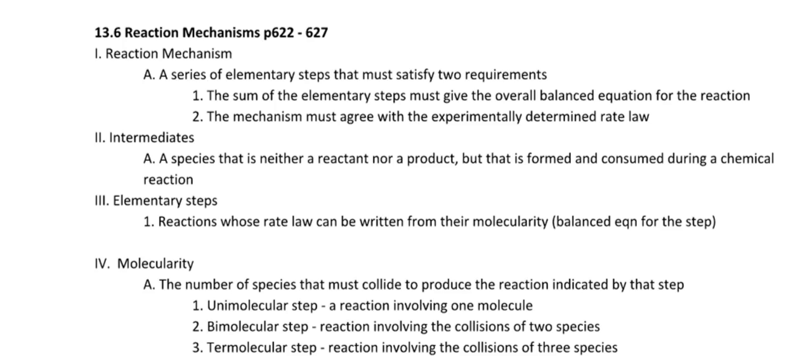So the reaction mechanism is called a series of elementary steps, so individual steps that must satisfy the two requirements. And we're going to refer back to this a little bit later on. So the first requirement, the sum of the elementary steps must give the overall balanced equation for the reaction. This is a lot like, you might want to write this down, Hess's law. Remember how we did Hess's law when we crossed things out to come up with the overall reaction? That's what we're talking about in number one. So write that down. It's like Hess's law.